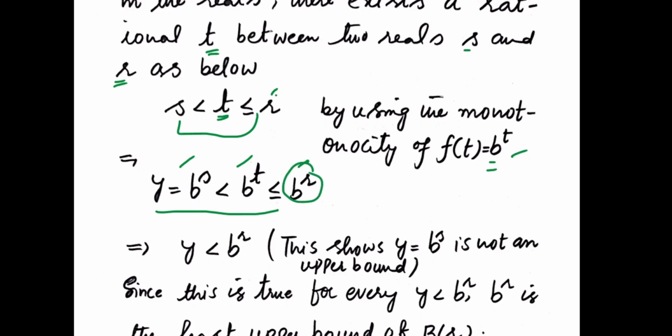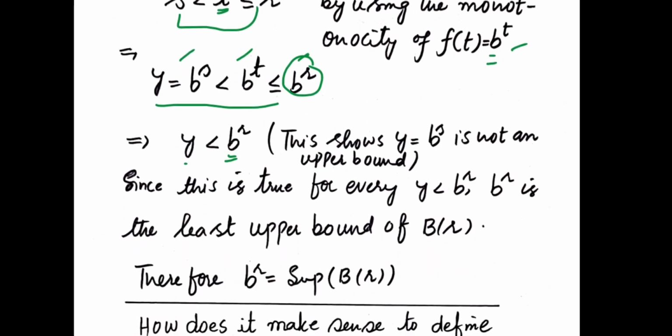I am just using here the density theorem, which says there exists a rational number between any two real numbers, and then I am using the monotonicity of this function. Monotonicity says that at a larger pre-image, the value of b raised to the power will be larger. So b raised to power r will be larger than b raised to power s, but b raised to power s is equal to y. This shows that y is less than b raised to power r. This shows that y is not an upper bound.